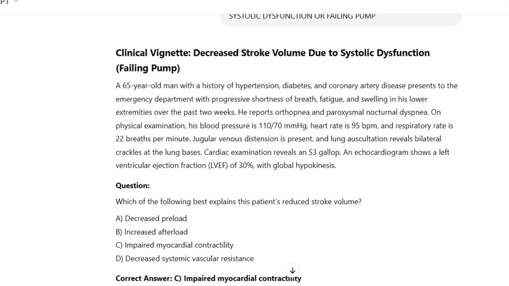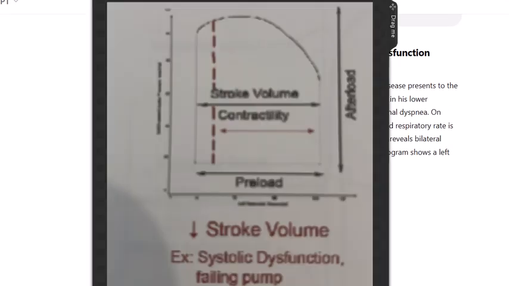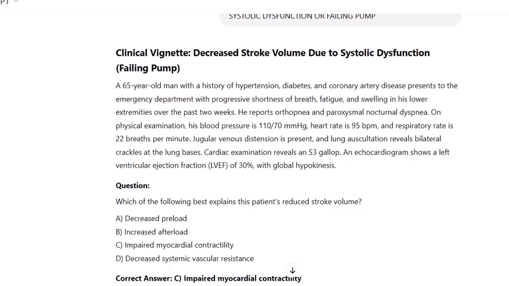Clinical vignette: decreased stroke volume due to systolic dysfunction, failing pump. A 65-year-old man with a history of hypertension, diabetes, and coronary artery disease presents to the emergency department with progressive shortness of breath, fatigue, and swelling in his lower extremities over the past 2 weeks. He reports orthopnea and paroxysmal nocturnal dyspnea.